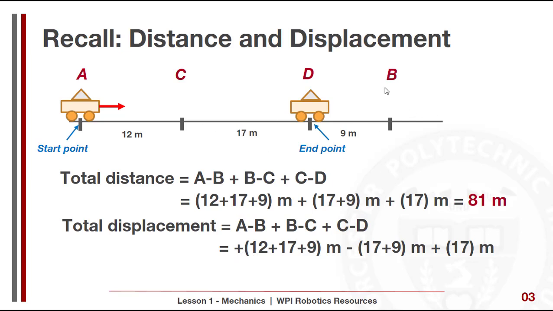And then if we take B to C, the robot, which will be here at that time, going to C, will be moving from right to left. Therefore, the negative direction, which is why we have minus that magnitude, 17 plus 9. And then from C to D, the robot will be moving in the positive direction, and that will be plus the magnitude 17. And so the total would be 29 meters to the right.